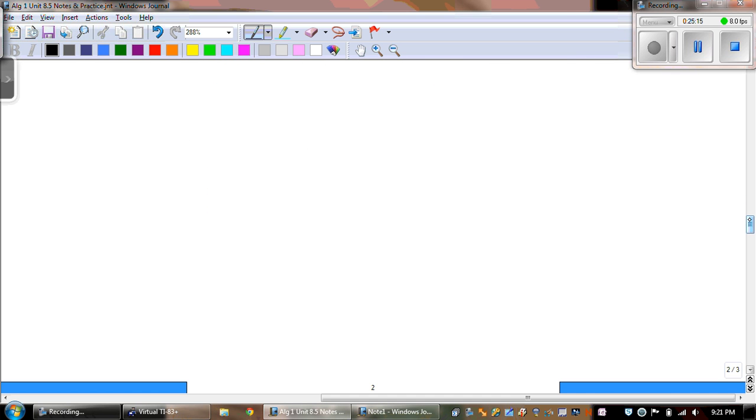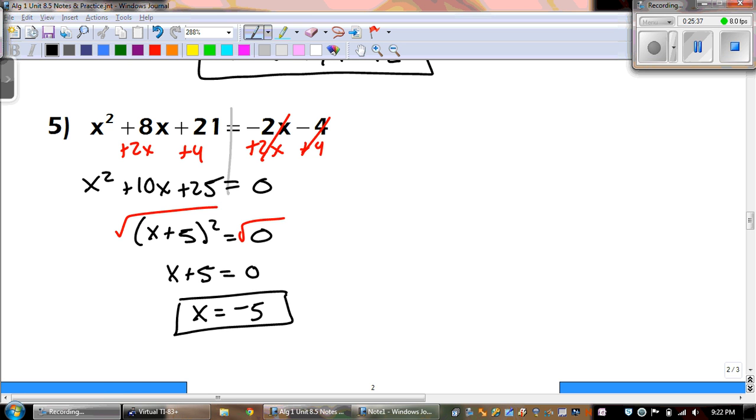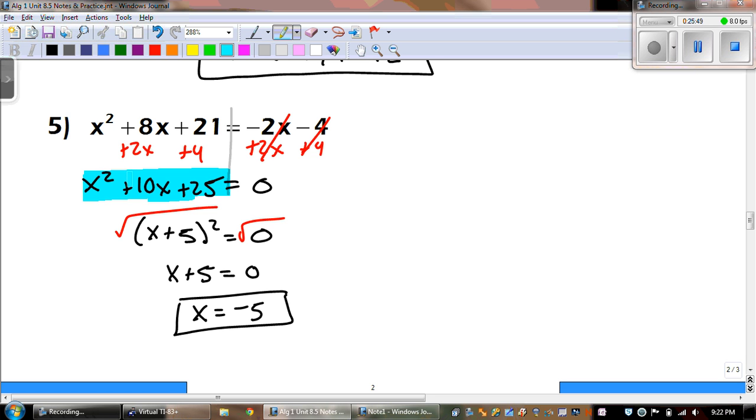Okay, last one. Number 5. Why don't you guys see if you can do number 5 all on your own? Go ahead and pause the video and good luck. Okay, and there you go. Now, did you notice that right away, once I got everything to the left, I could have factored it right away. You always want to check that, guys. Don't forget.